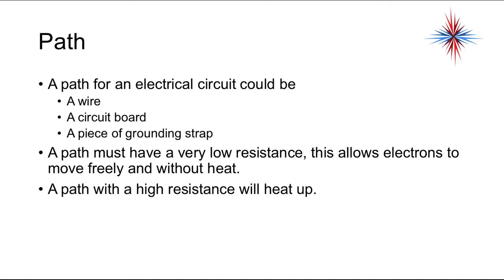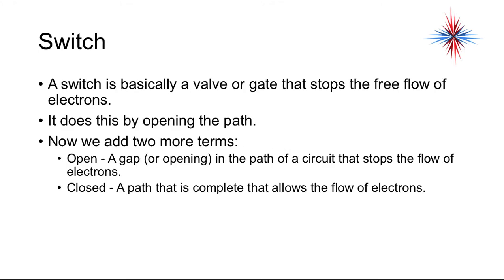A path for an electrical circuit could be a wire, a circuit board, a piece of grounding strap. All that's required is the path must have a low resistance. It allows electrons to move freely and without heat. A path with high resistance will heat up. A switch is basically a valve or gate that stops the free flow of electrons. It does this by opening the path.